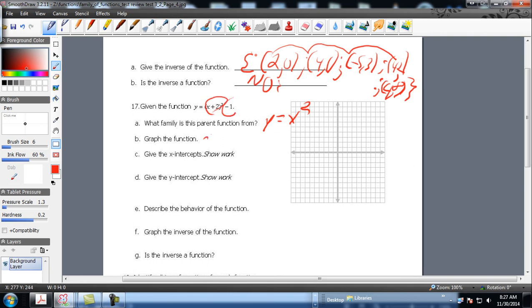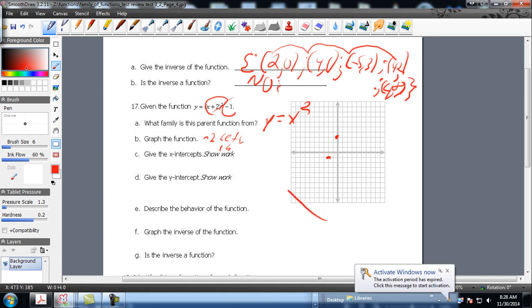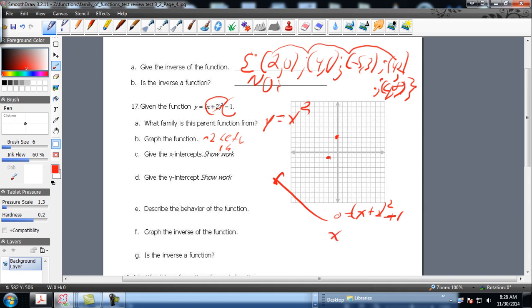Shift 2 left, right? And 1 down. So I have to go 2 left, 1 down. Find my y-intercept, sticking a 0 in for x. 2 squared is 4. 4 minus 1 is 3. But before I get that 3, let's see what the x-intercept is going to look like. That x-intercept says 0 in for y, x plus 2 squared plus 1 minus 1, right? So that gives me x plus 2 squared equals 1.